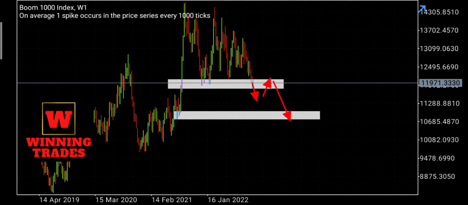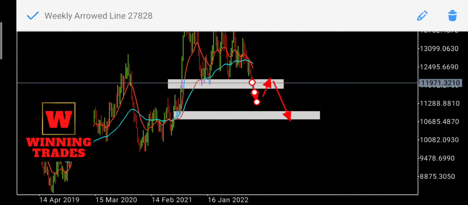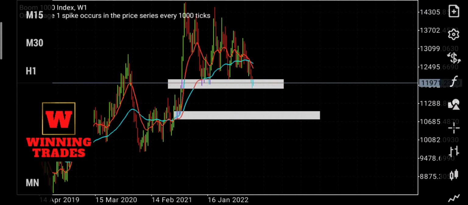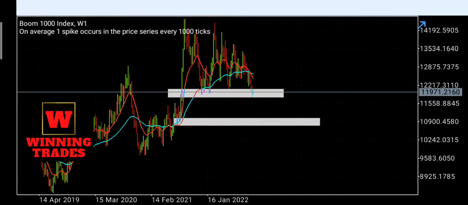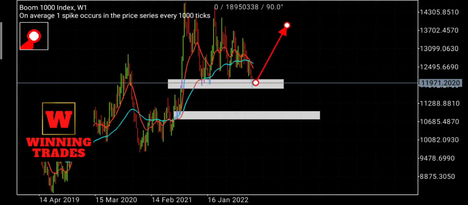Let's take these ones out. See, let's take this off. Take this off, or we see price bounce at this point, maybe to give us another higher high or a double top. Okay, so that's for that.